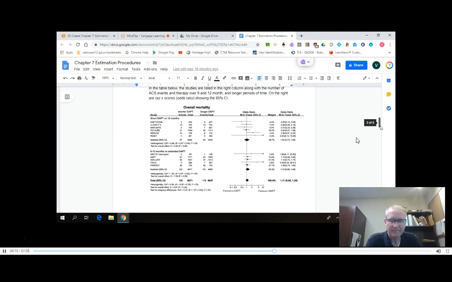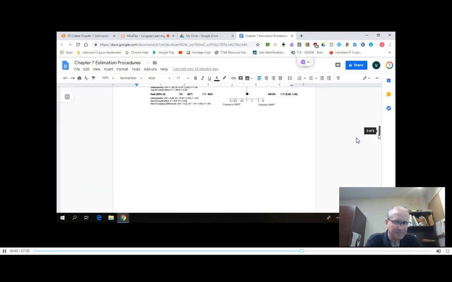Those names there are the names of the studies, along with the number of ACS events in therapy over 6, 12, and longer periods of time. It's on the left-hand side. And then on the right-hand side, you can see the Z-scores, the odds ratio, and the 95%. And you can see that all of those lines there are going to fall within that 5% confidence interval on the line graph on the right. So that's my first example.